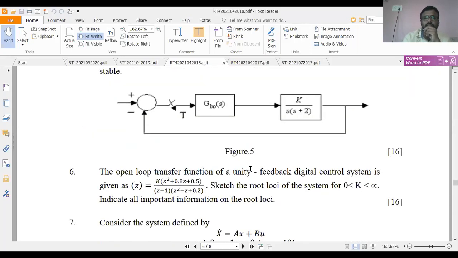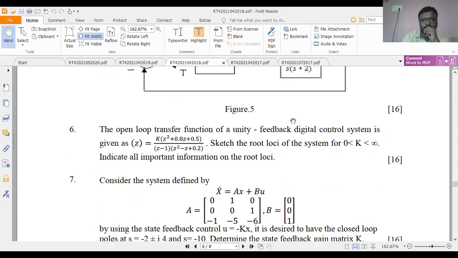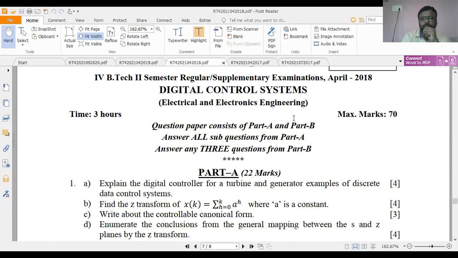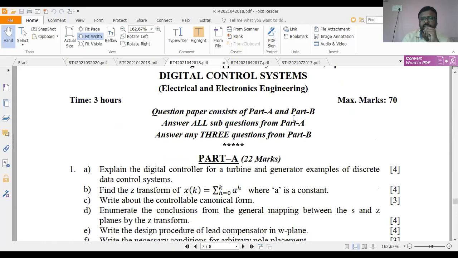And after that also he has asked one more problem, that is a closed loop system in which the G(s) value is given as K divided by s into (s plus 2). K divided by s into (s plus 2). Coming for the last set of the 2018 paper, find the Z transform of x(k) = sigma h = 0 to k of a power h.